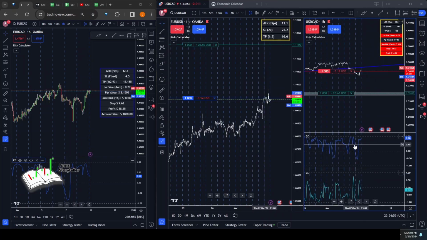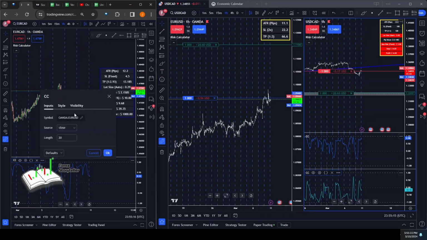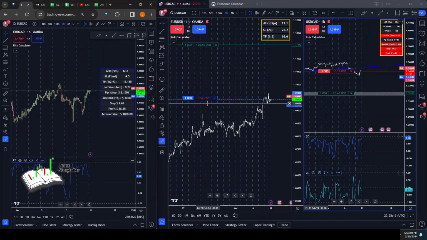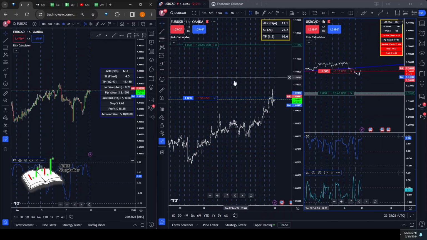Okay, so notice compared to the Euro USD here on the top, the USD CAD is showing positive correlation, but when you compare it to the Euro CAD, it's showing a negative correlation. And now I have the Euro CAD actually compared to the Euro USD, and it's showing the positive correlation. So this setup that I actually have in the paper trading account is not correct.